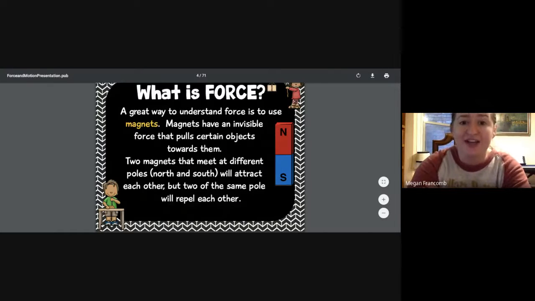A great way to understand force is to use magnets. We did that a couple of weeks ago. Magnets have an invisible force that pulls certain objects towards them.